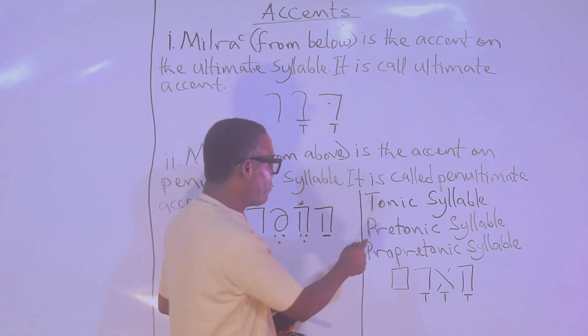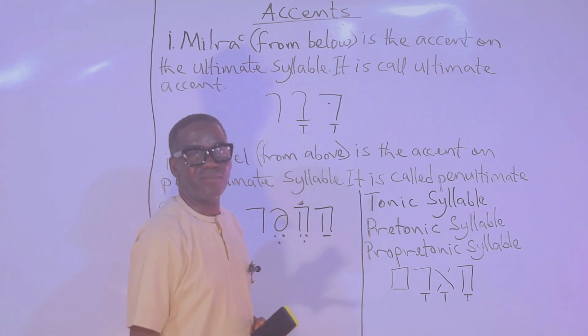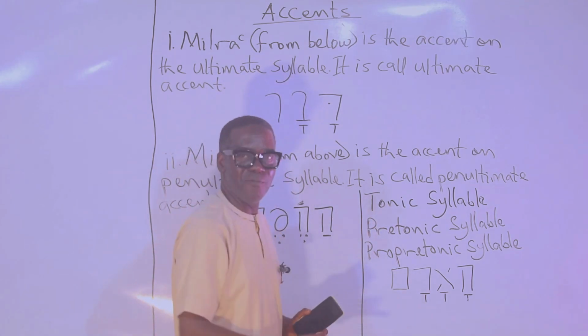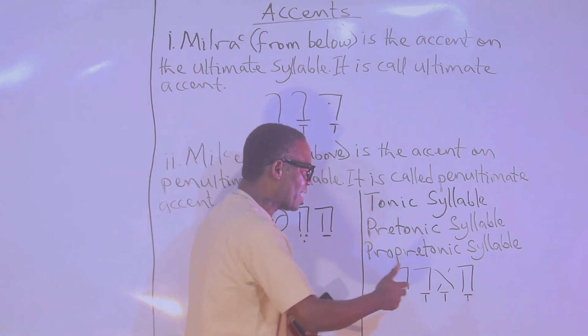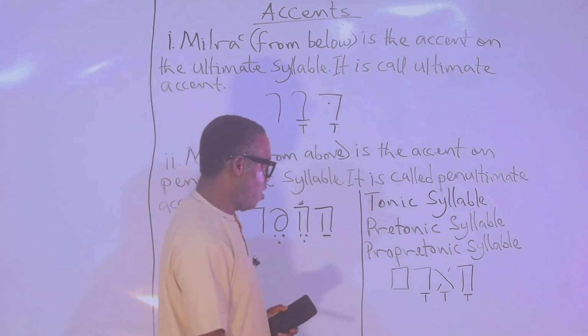And the syllable before pretonic is called propretonic. So we have tonic syllable, we have pretonic syllable, we have propretonic syllable. And I will show you an example through this word.